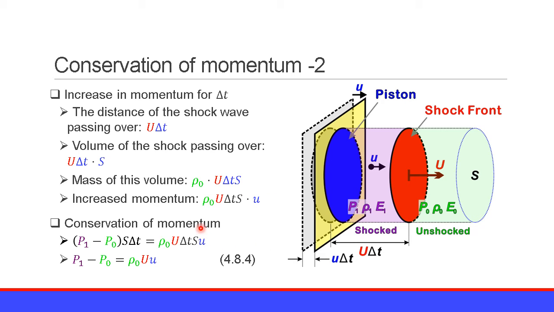Then conservation of momentum is P1 minus P0 times S delta t, as we have seen in the last slide, equal to rho 0 times U times delta t times S times u. As a result, P1 minus P0 is equal to rho 0 times U, large U, the shock velocity, times small u, the particle velocity. Equation 4.8.4.